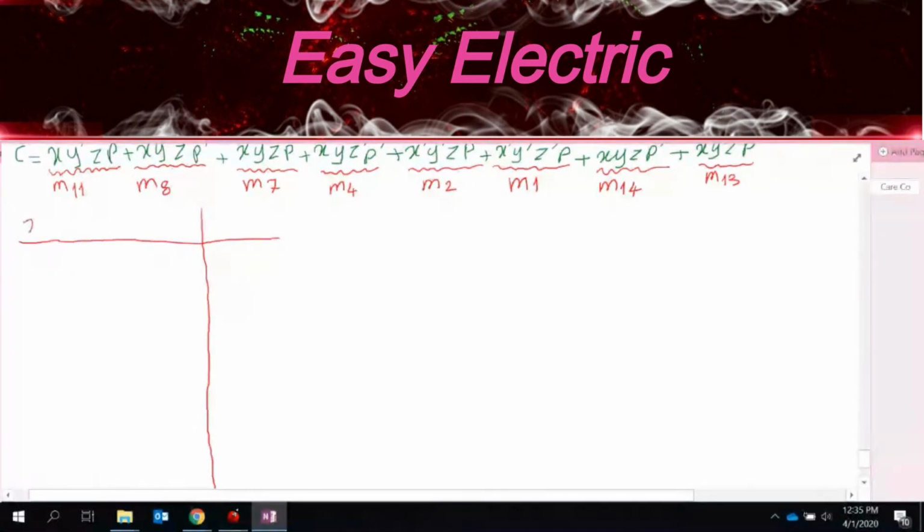So this time I have 4 inputs, x, y, z, p. So how many rows should I have in the truth table? I have 4 variables. What should be the number of rows in the truth table whenever you have 4 variables? Should be 16, definitely. So you need to make all 16.